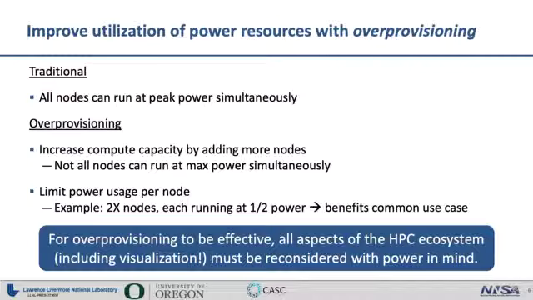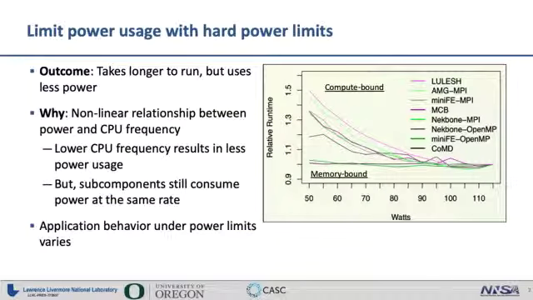So for this over-provisioning strategy to be effective, all the aspects of the HPC ecosystem, including our visualization and analysis routines, must be reconsidered with power in mind. Limiting the processor power usage can be done by enforcing a hard power limit. And the outcome here is that your application takes longer to run, but it uses less power.